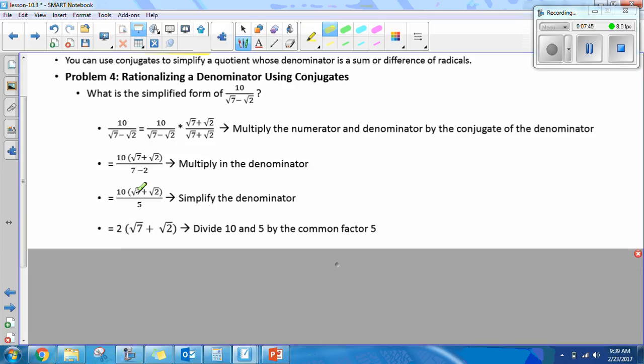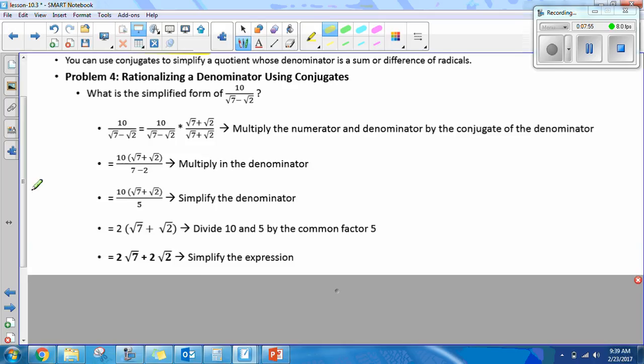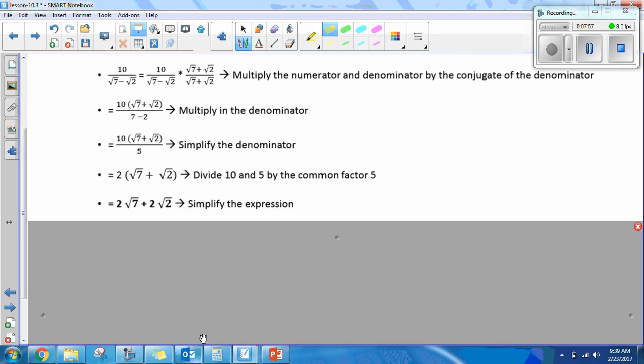Now we can actually simplify the fraction. 10 divided by 5 is 2, so we have 2 times the quantity radical 7 plus radical 2. And we simplify the expression by distributing that 2, and we get 2 radical 7 plus 2 radical 2.